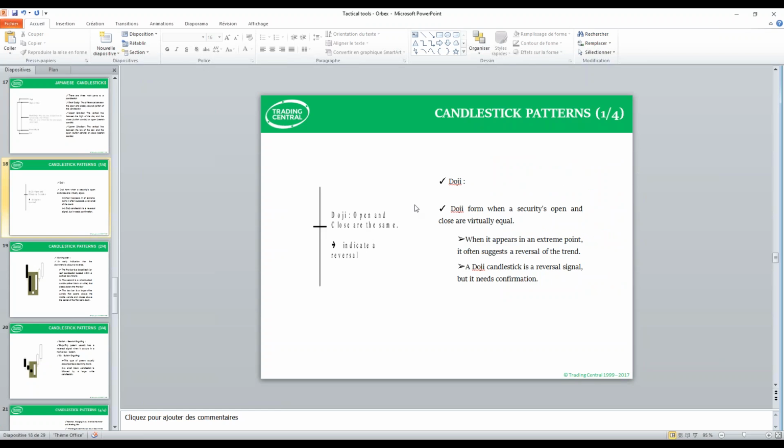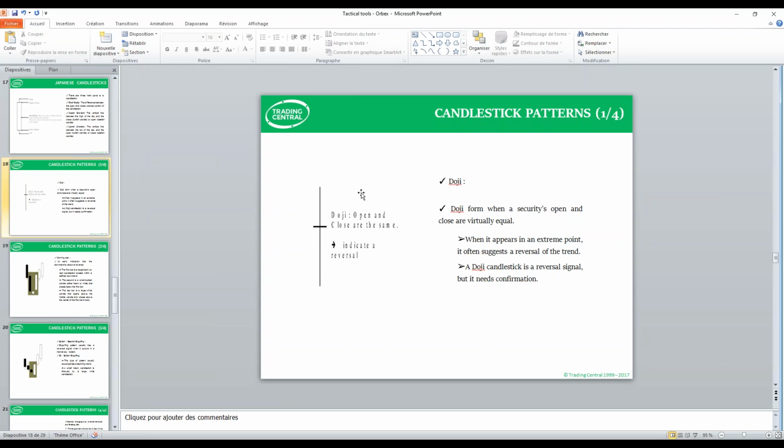And then, as I explained, you have some specific candlesticks. The doji is a very specific candlestick. A doji forms when a security's open and close are virtually equal. So you can see here, the opening price and the closing price are the same, so you can see just a line. And this pattern, the doji candlestick, when it appears at an extreme point, often suggests a reversal of the trend. So that's why it's pretty interesting to identify dojis on your charts.